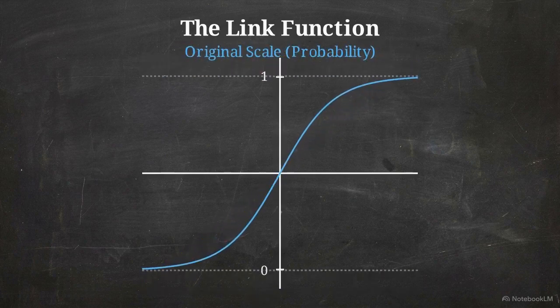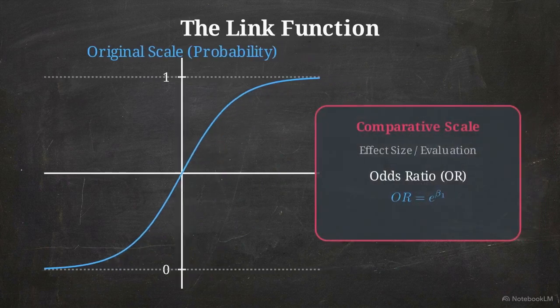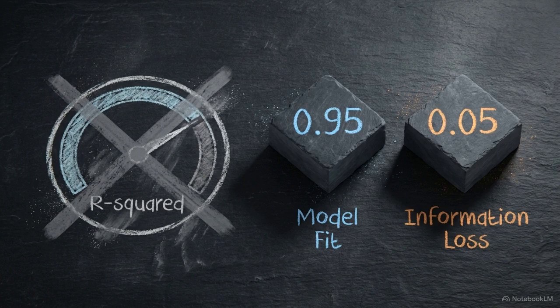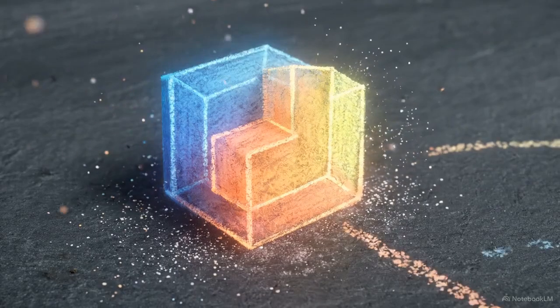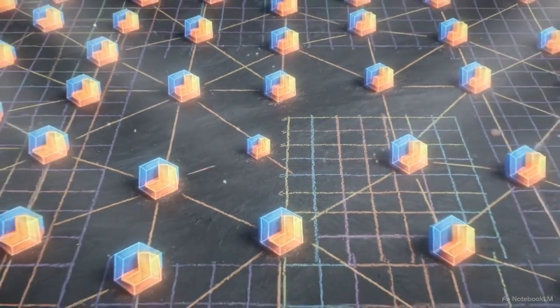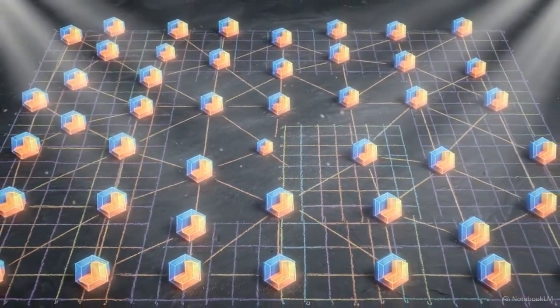You compute math on this infinite link scale, back-transform probabilities to the bounded original scale, and evaluate effect sizes on the comparative scale. In R, this architecture is implemented using the base GLM function, specifying the formula, the data, and a family argument, like binomial. Instead of relying on R², the model's fit is evaluated via deviance and the Akaike information criterion. Understanding this exact mathematical mapping is the prerequisite for scaling up from single, isolated studies to multi-center trials and large-scale meta-analyses.